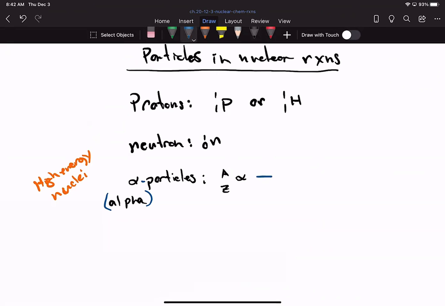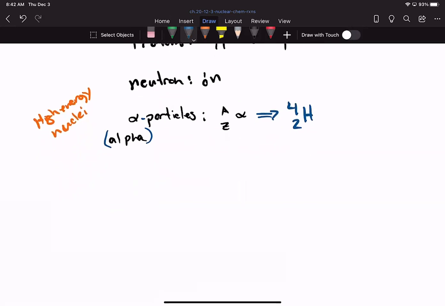And just an example of this. We would write it, a high energy nuclei would be something like a helium that has 2 protons and a mass of 4, right? So we could simply write our alpha particle like this.